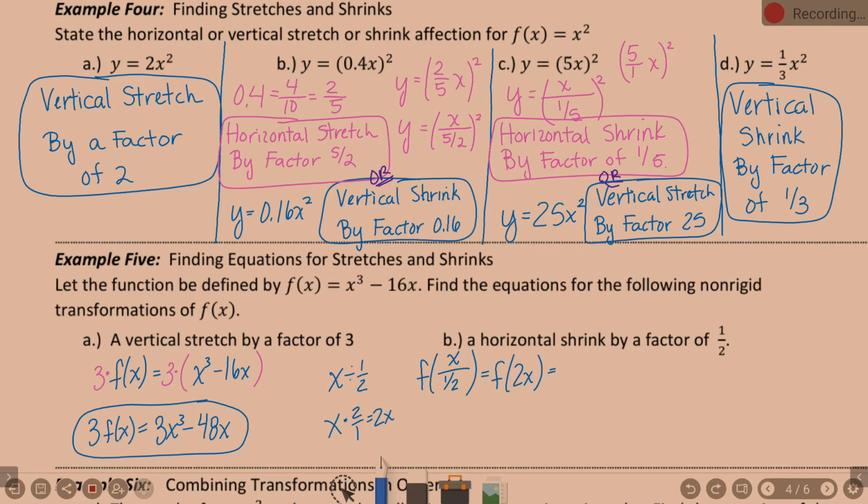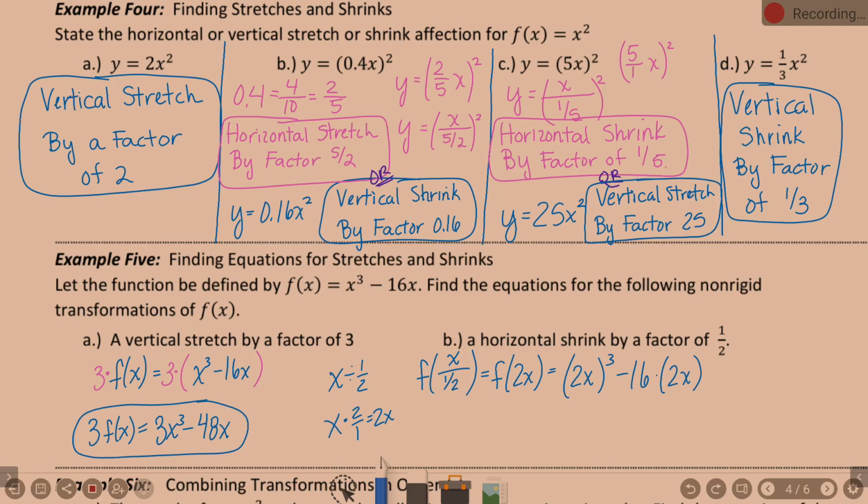So my original problem was x cubed. Now, instead of x raised to the power of 3, it's 2x raised to the power of 3 minus, it was 16 times x, now it's going to be 16 times 2x. So every place I saw an x, I'm replacing it with 2x now.